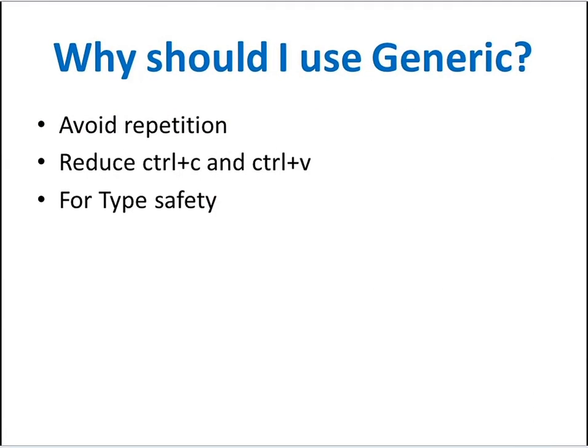Why should we learn generic programming? To avoid repetition, meaning unwanted writing of the code again and again for different data types. To reduce Control C and Control V, the copy and paste phenomenon. And for type safety, meaning unwanted operations cannot be performed on any object.